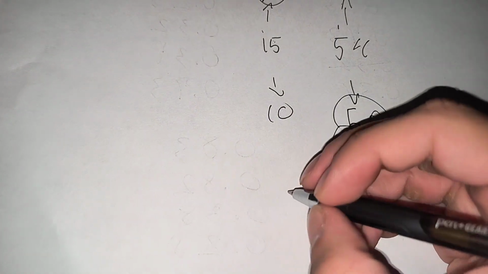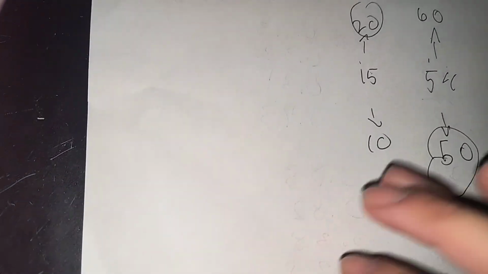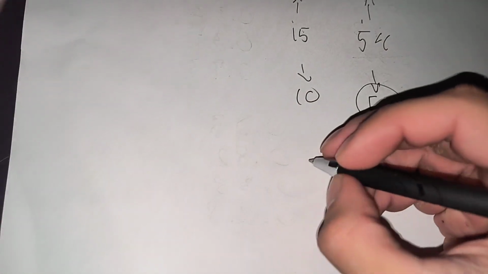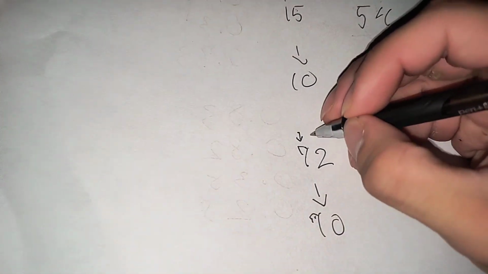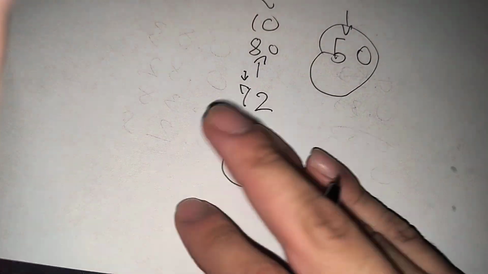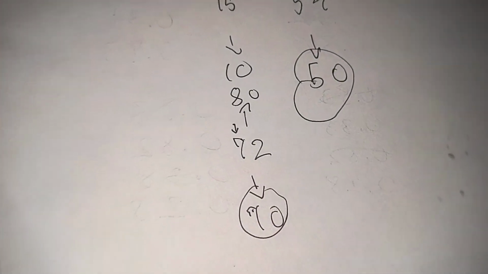Okay, another example would be 72 rounded to the nearest tens. Well, let's look at the tens place, and then let's look at the one before that, which is the ones place. Which one is it closest to? Is it closest to 70, this ten, or is it closest to 80, this ten? Well, it's closest to this one, so we'll circle that one. That would be 72 rounded to the nearest tens.